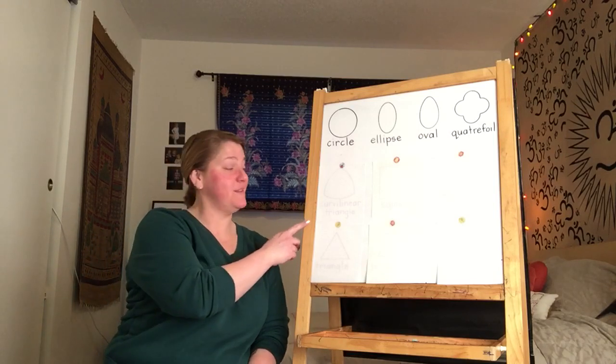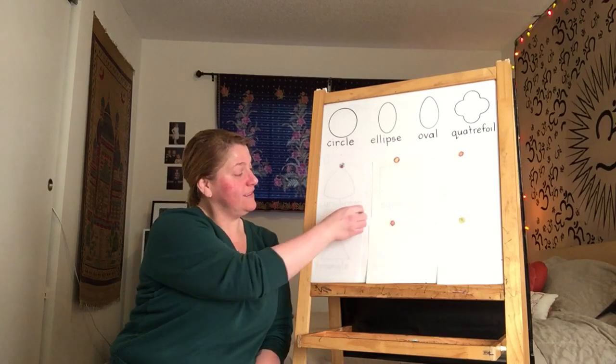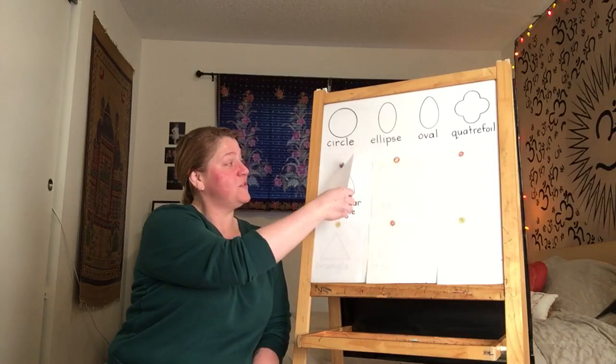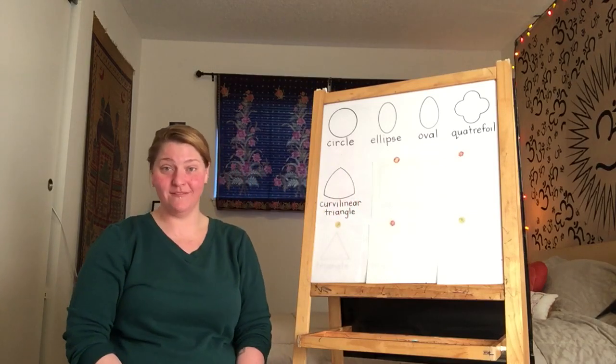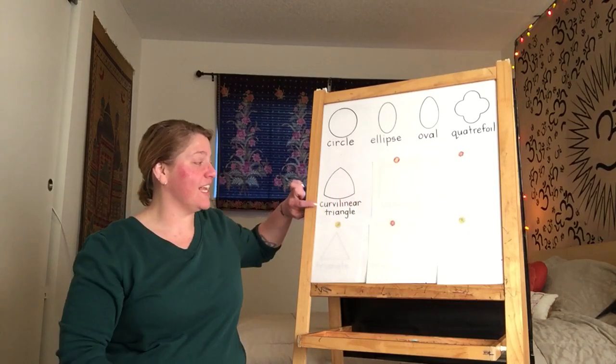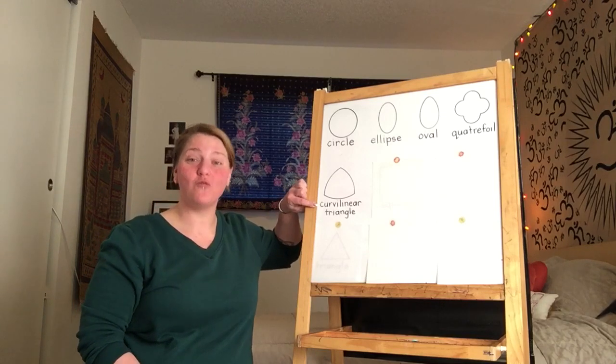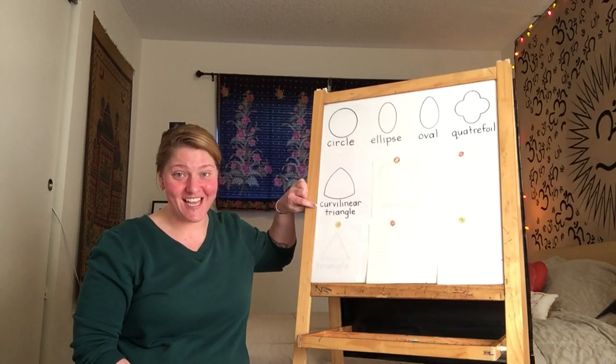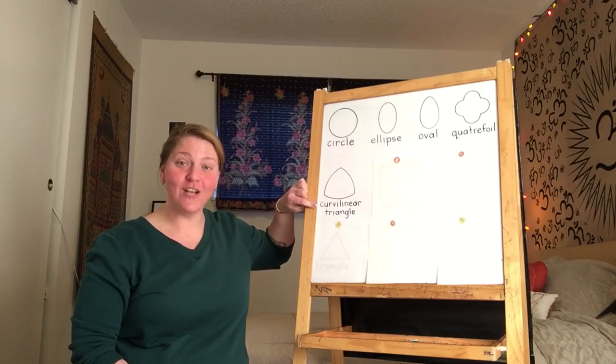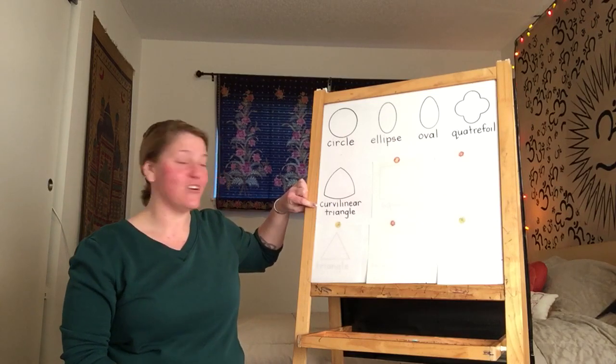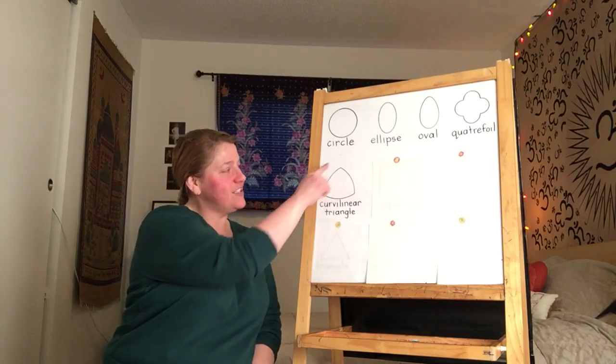Now the next shape is my other favorite shape. This one has a really long name. This one is a curvilinear triangle. Can you try and say that? Curvilinear triangle. It's a hard one to say, but I like this shape a lot.